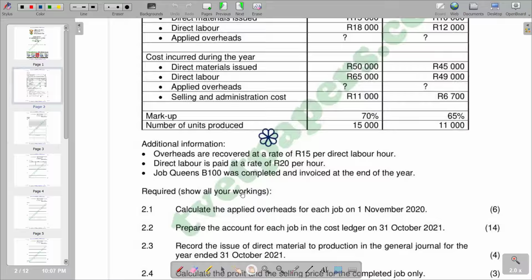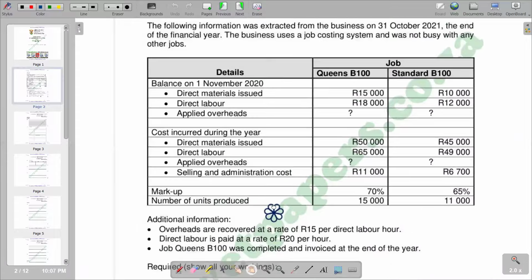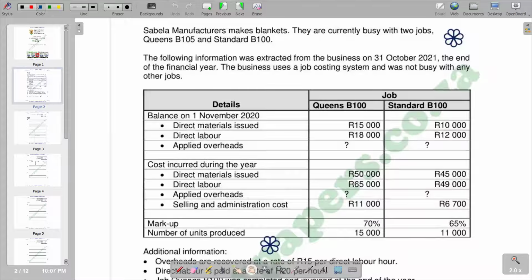So applied overheads, remember, as we are given at 1 November 2020, it means this is at the beginning of the year. So let's take note of where the year is starting and where the year is ending. We are told that the year is ending 31 October 2021, which is the end of the financial year. So basically, it means the year started on 1 November 2020, and the balances that we are given here represent our opening balances.